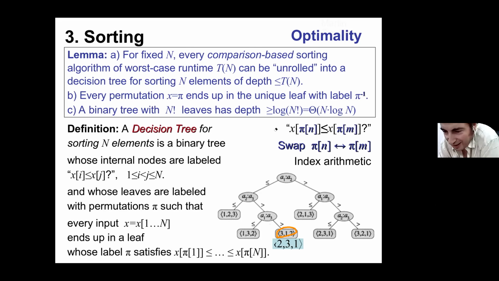So the number of terminal nodes of a tree of depth n is at most twice the number of terminal nodes of a tree of depth n minus 1. So the number of terminal nodes is exponential in the depth. This means that the depth is logarithmic, and since every permutation must be realized as a terminal node, you need at least depth log of n factorial.